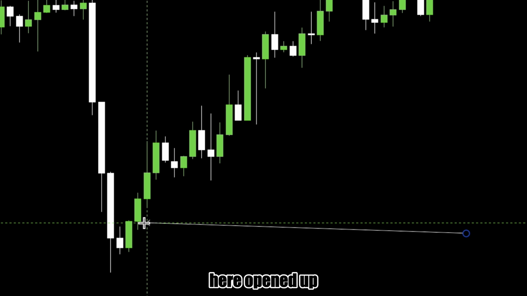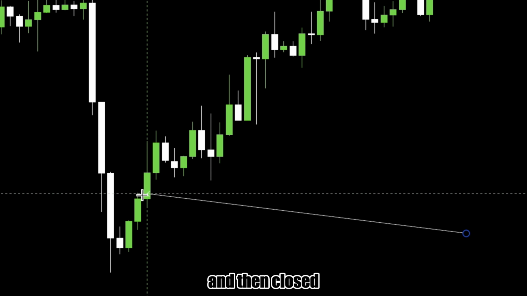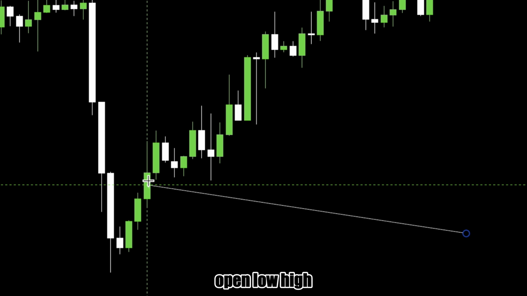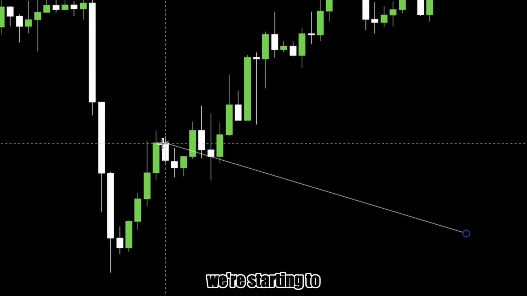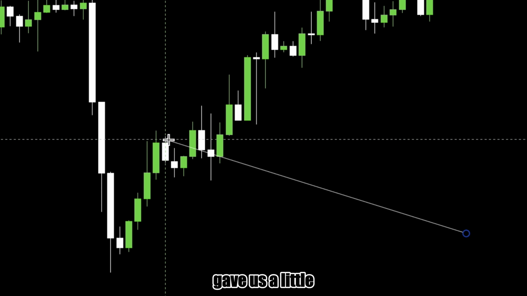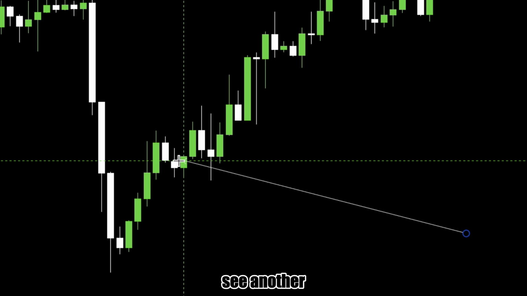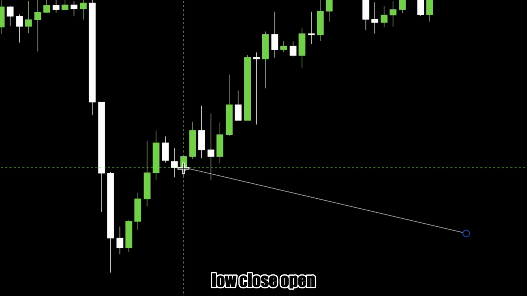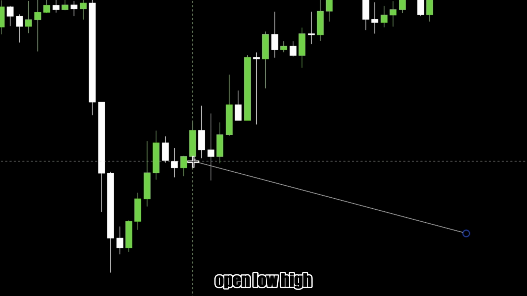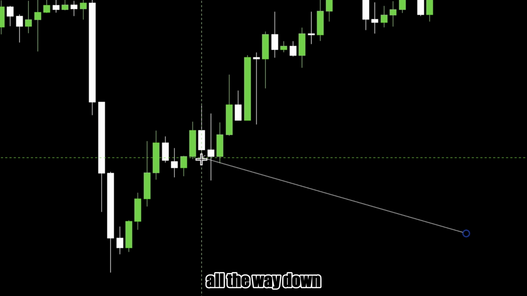Another candlestick here opened up, gave us a little bit of a micro retracement, gave us that wick there, worked its way up, and then closed. Next candle: open, low, high, close. Now you can see we're starting to shift a little bit. Price opened up, gave us a little bit of a wick there, some order consumption, pushed down, and then closed. So now we're starting to see a little bit of retracement. Another candlestick opens up, gives us that wick, that high, low, close. Price opened up over here, gave us that high, worked all the way down, and gave us a close.